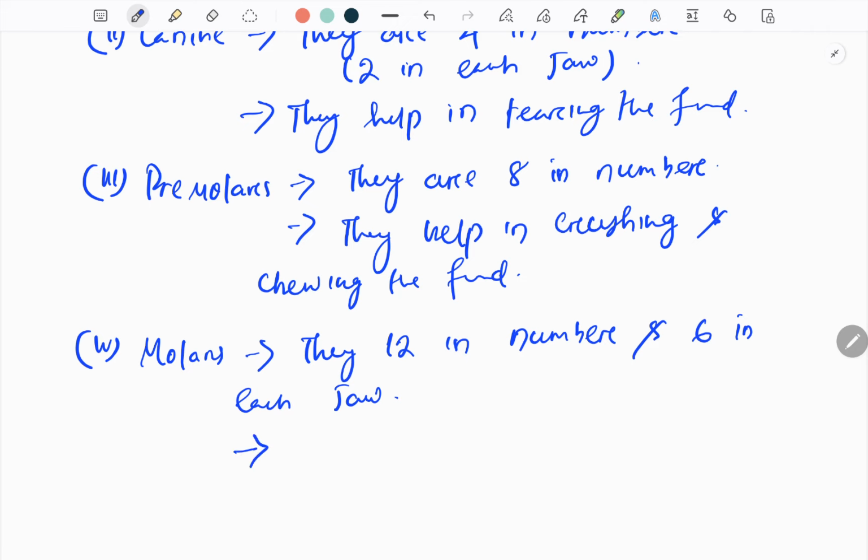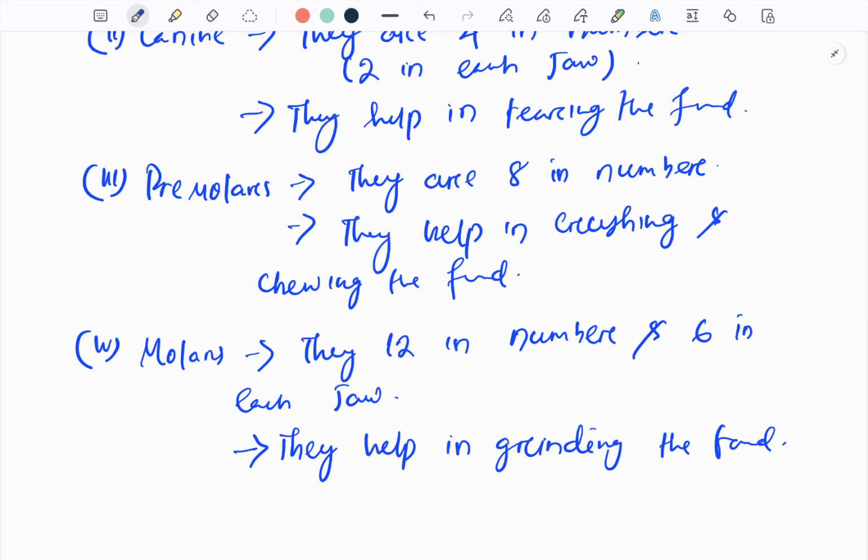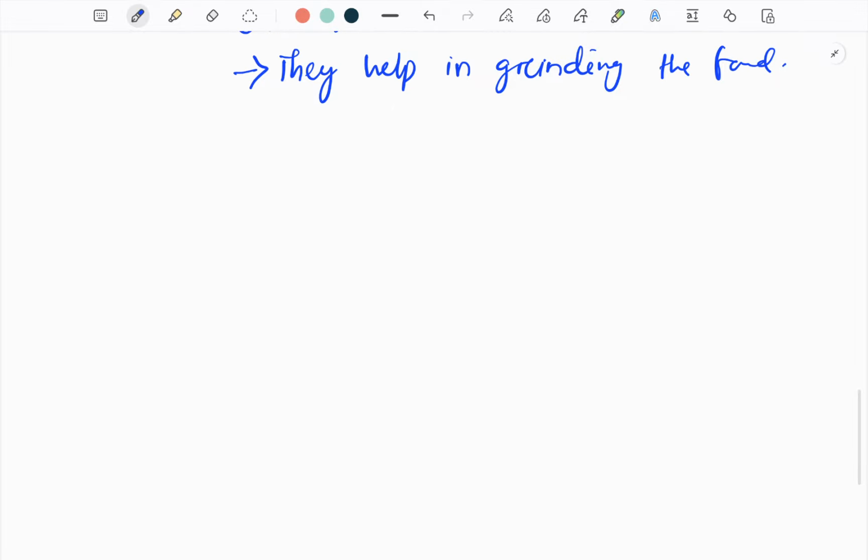They also do the role of premolars, they help in grinding the food. Okay, so this is the structure of teeth and function of teeth, and how teeth help in the process of digestion.